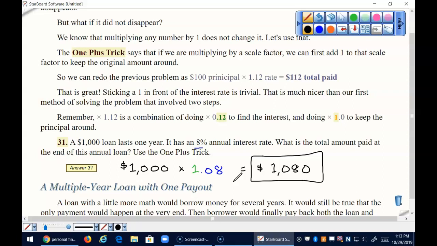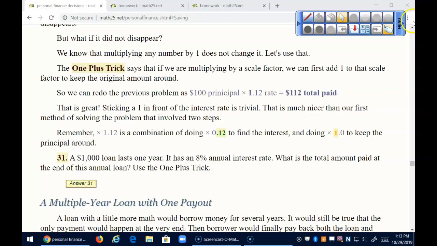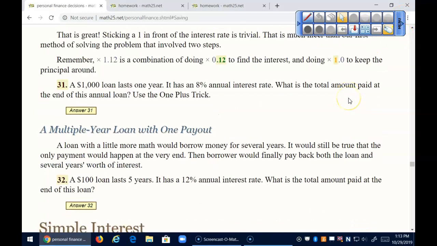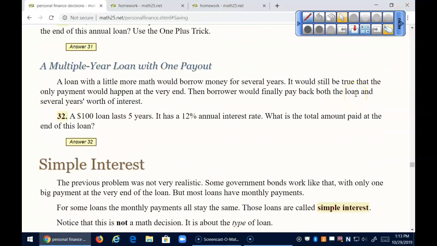Okay, in real life, loans don't last exactly a year every time. That would just be too easy. So we need to get working our way up. If you had several years, and still the only payment happened at the end, then we would have several years' worth of interest.